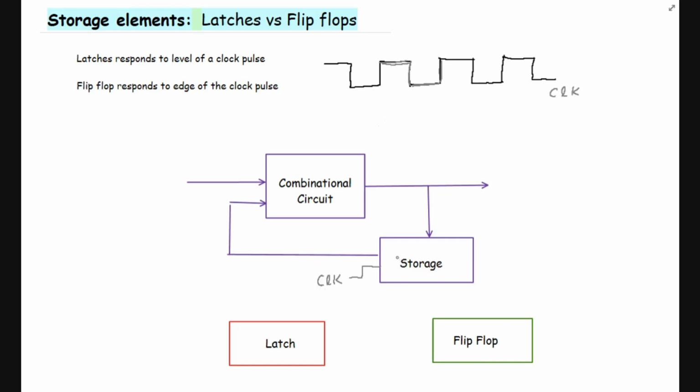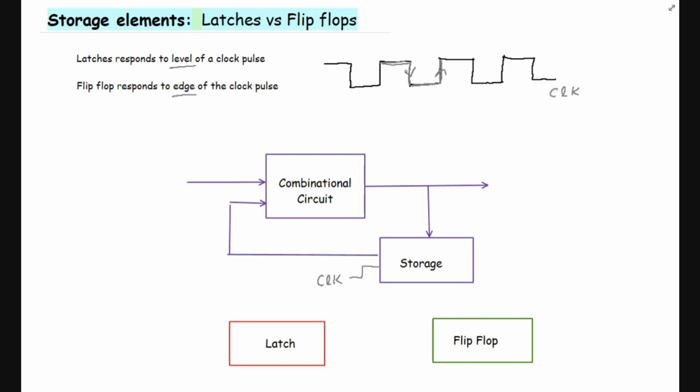So fundamentally, we are focusing on latches and flip-flops as storage devices. Keep in mind that latches only respond to the level of a clock pulse. Whether the clock pulse remains high or low, latches will change the internal state of the circuit, while flip-flops will only respond to the edges of the clock pulse, such as the edge transition from positive to negative or from negative to positive. This is called a negative edge, and this one is called a positive edge.